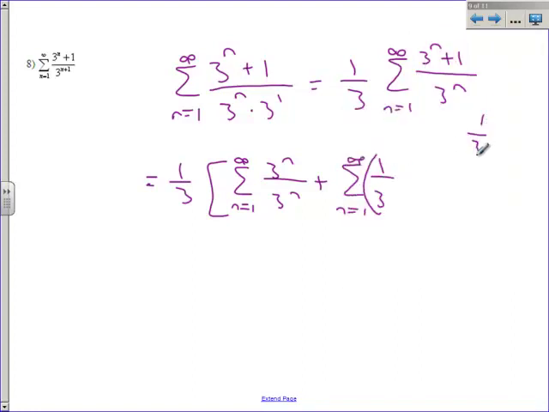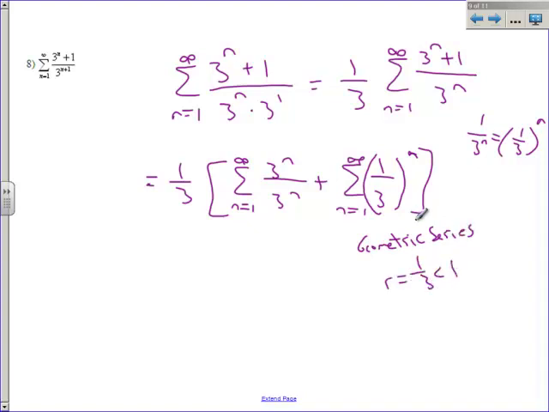1 over 3 to the n is the same thing as 1/3 to the n. That's what I'm saying here. Okay, so what I have is, wow, my pen's really being messy here. This is a geometric series on this side, and it is a convergent geometric series because the common ratio is 1/3, which is less than 1. So this converges, and on top of that, this series converges to the first term.